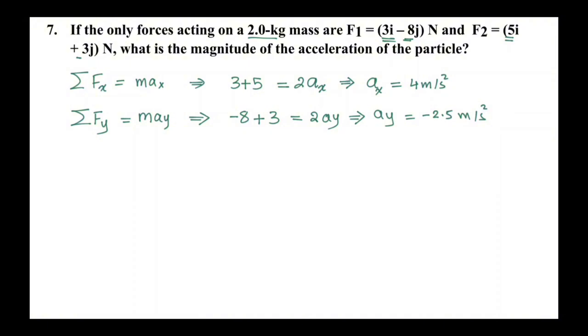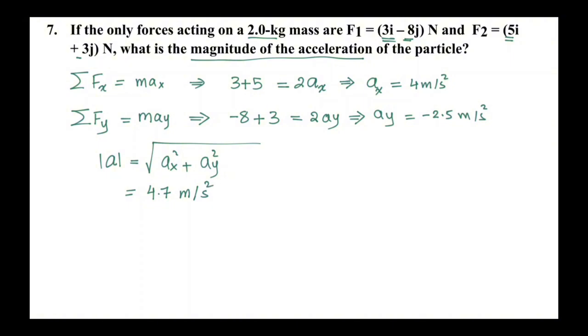Since the question asks for the magnitude of the acceleration, now in this case, A here is equal to square root of ax square plus ay square. And ax in this case is 4, and ay in this case is minus 2.5. So the magnitude of A is equal to 4.7 meter per second square.